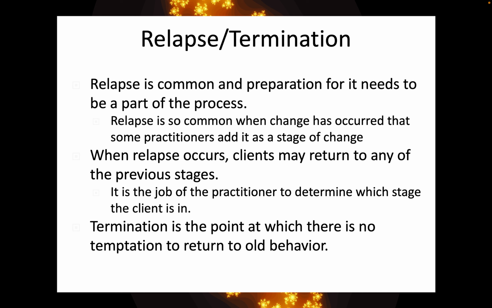Can't argue with that. Relapse is common, and preparation for it needs to be part of the process. Relapse is so common when change has occurred that some practitioners add it as a stage of change. So it could be the sixth stage. When relapse occurs, clients may return to any of the previous stages. It is the job of the practitioner to determine which stage the client is in. Termination is the point at which there is no temptation to return to old behavior. And of course, that may never happen.